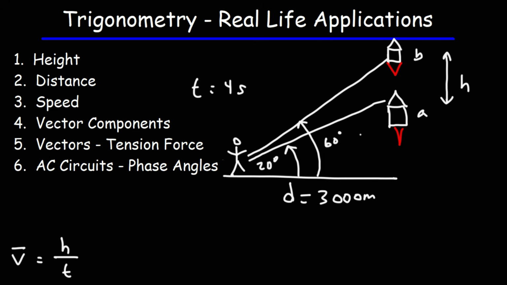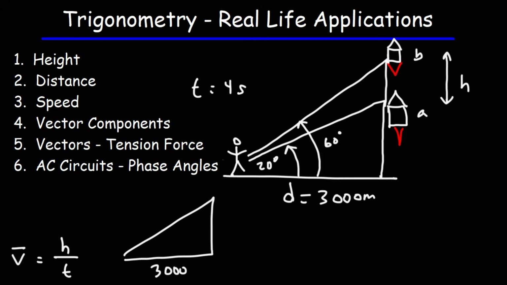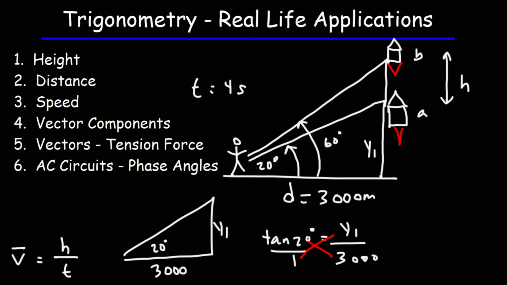So what we need to do is break it up into 2 triangles. For the first triangle, we have a horizontal distance of 3,000. Let's call this y1, and the angle is 20. Tan 20 is going to be y1 over 3,000. If we cross multiply, y1 is going to equal 3,000 times tan 20. So I'm just going to write that here.